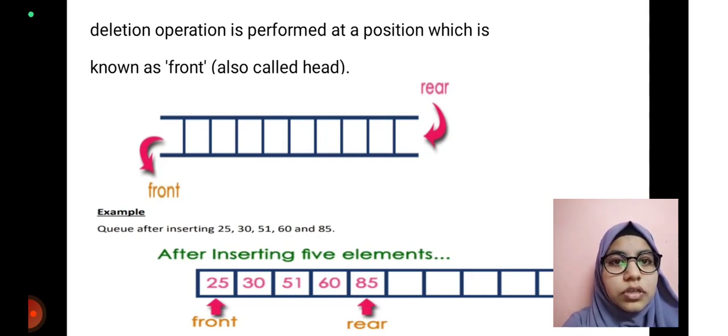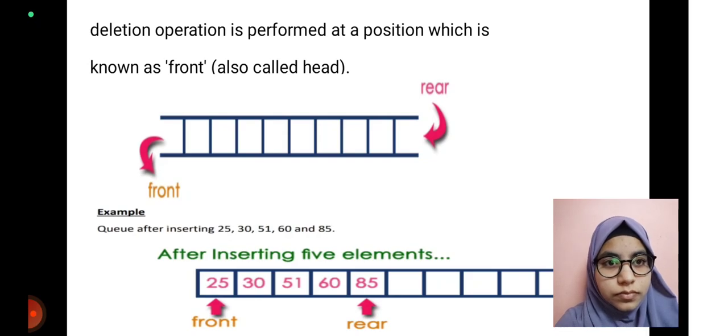For example, a queue after inserting the elements like 25, 30, 51, 60 and 85. After inserting these 5 elements, we get the list as 25, 30, 51, 60, 85. As the queue follows the first in first out rule, the element inserted first will be at the first position.